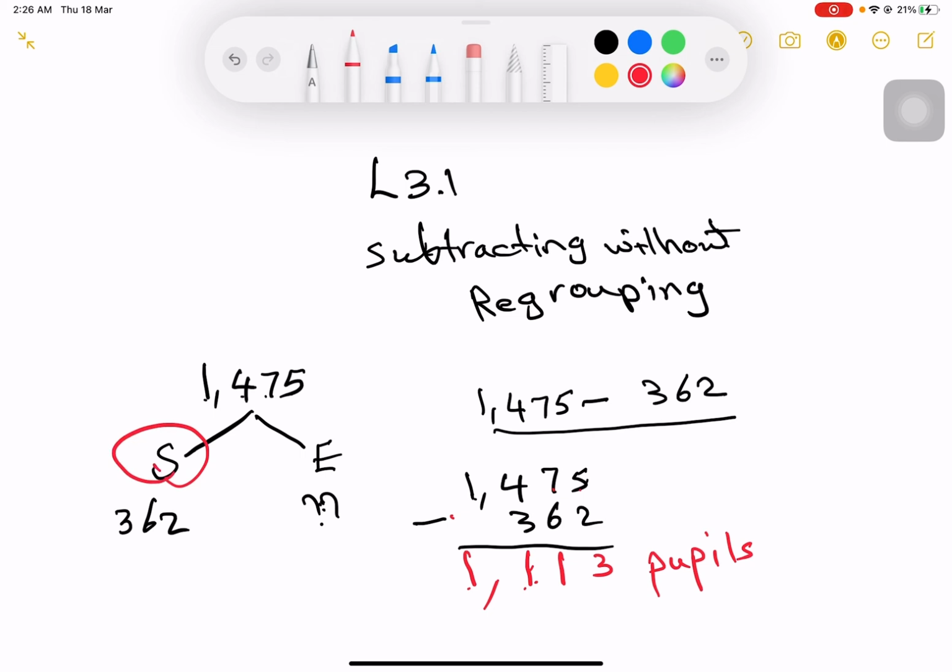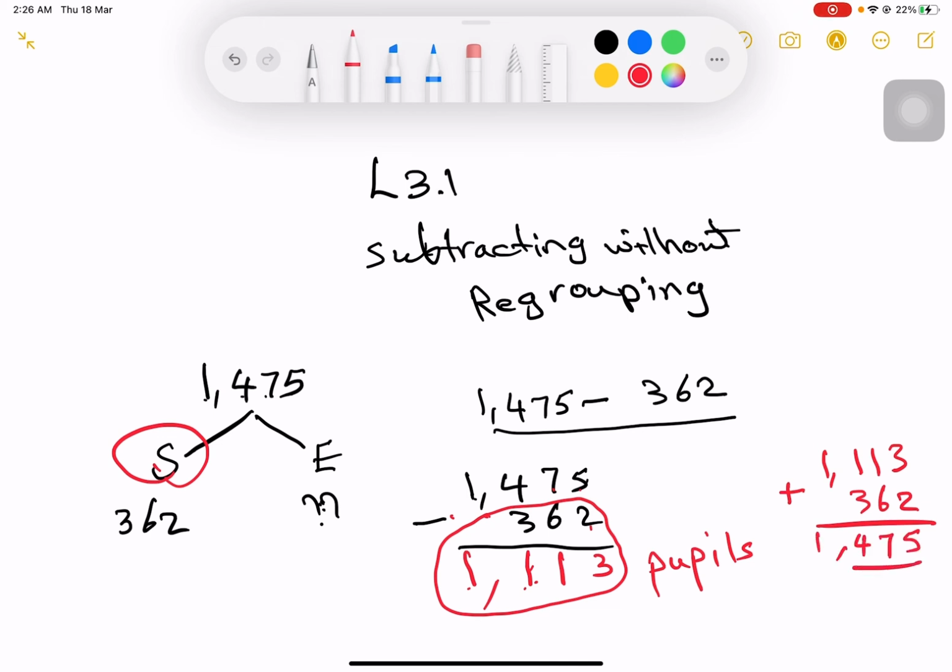If I need to check that I subtracted correctly, what should I do? The opposite of subtract, you are going to add. You are going to add these two numbers that are beside each other. 1,113 plus 362. We add this number with this number, and you will go back to the whole number, 1,475. When you subtract, the answer you get, we call it difference.